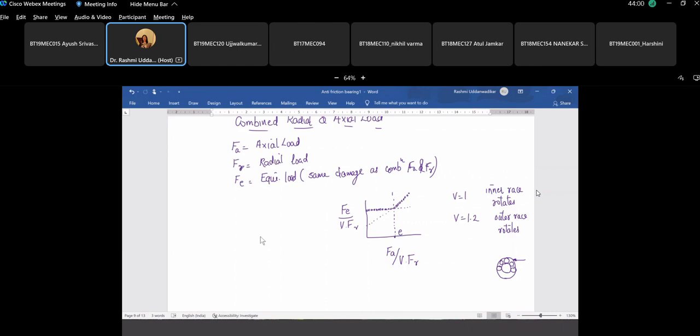And till the value of FA by VFR is less than or equal to E, the line is a straight line, and so the equation is FE by VFR equal to 1. But if the value of FA by VFR is greater than E, then the equation changes to Y is equal to MX plus C.